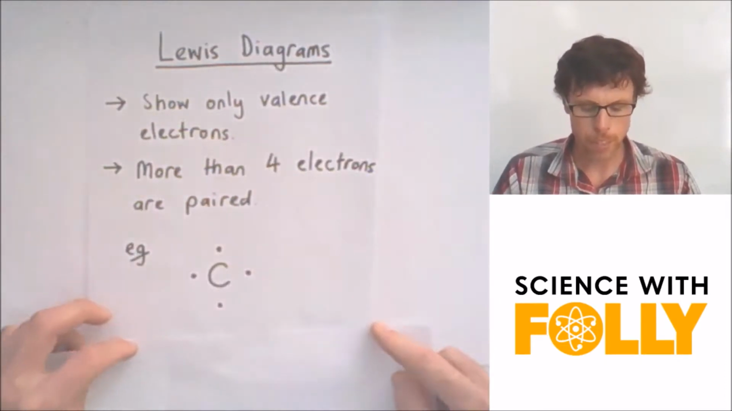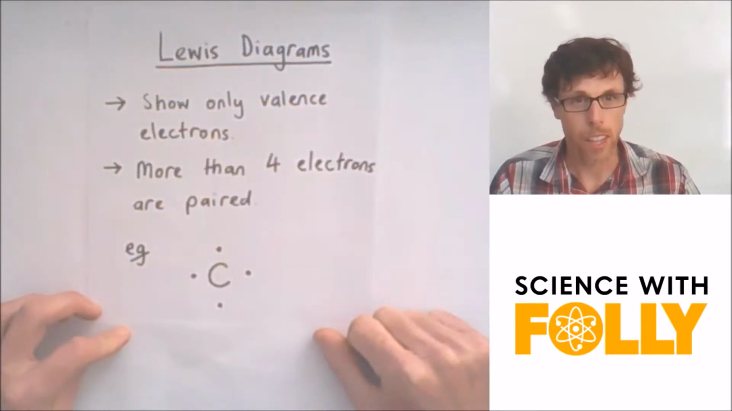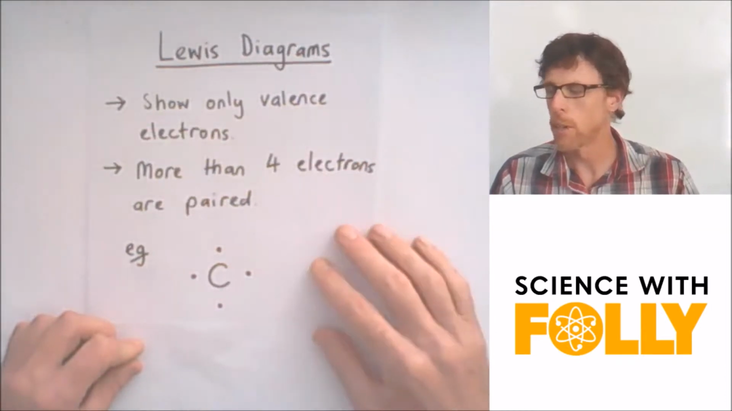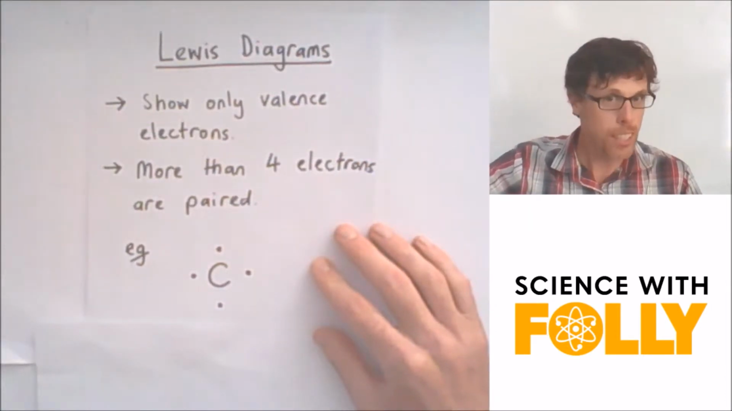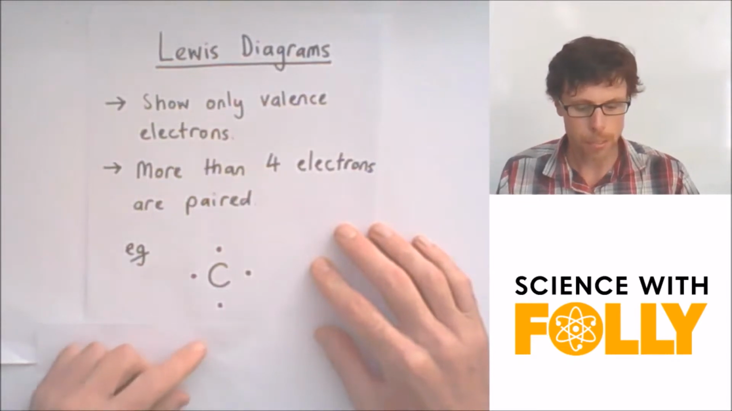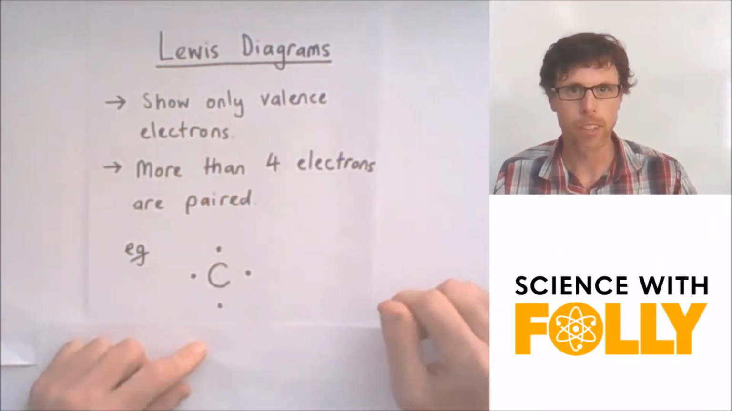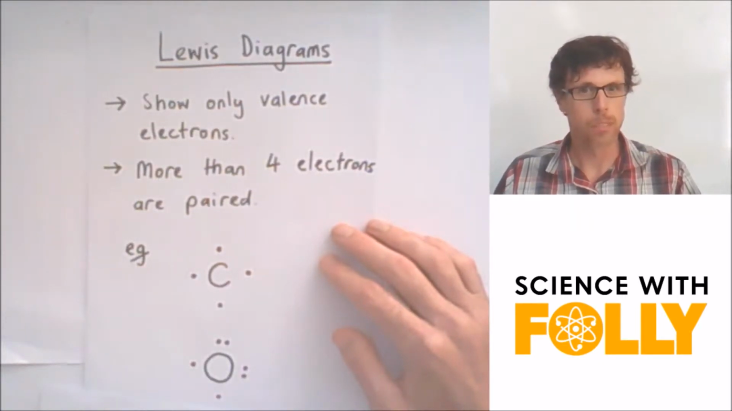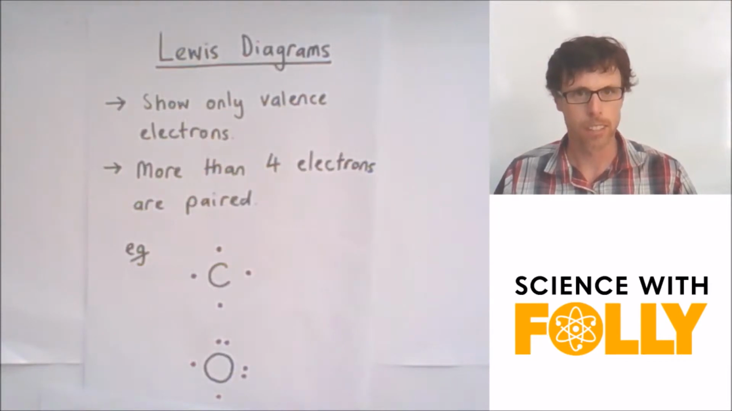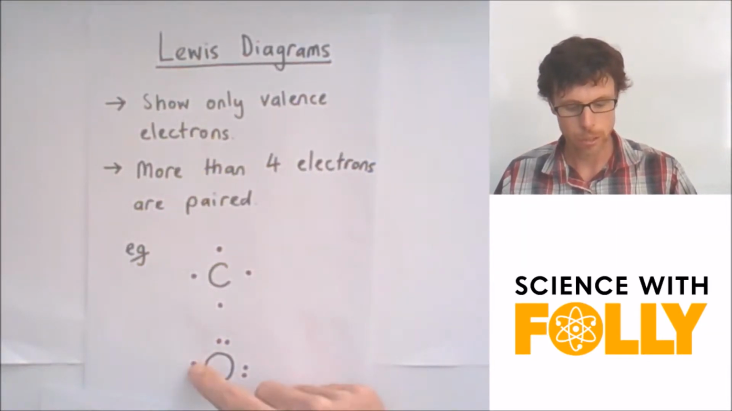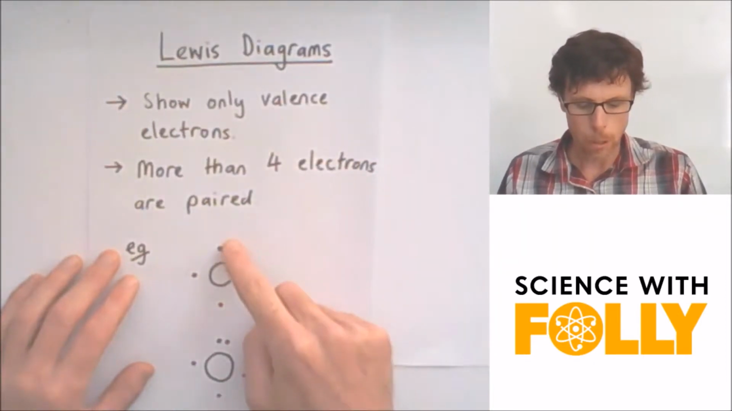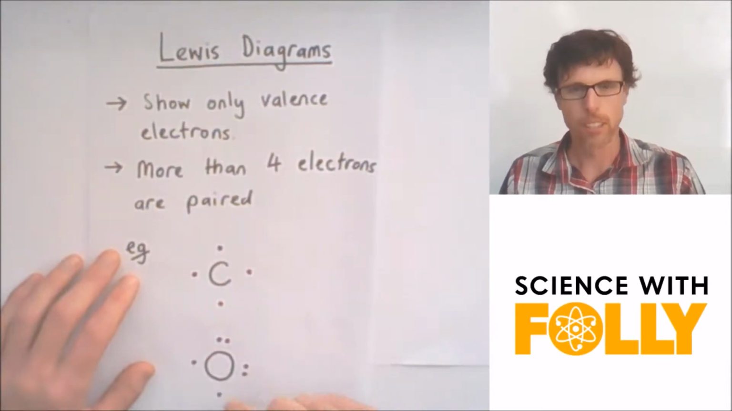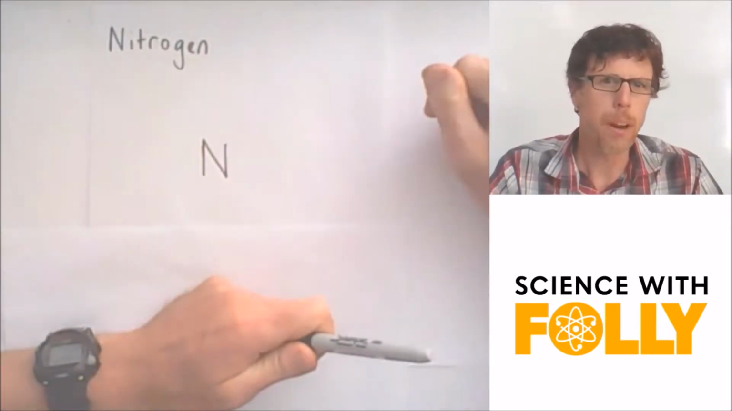So for example, here we've got a Lewis diagram of a carbon atom. Carbon has got 4 valence electrons, and we know that because it's in group 14 of the periodic table, and therefore it's got 1, 2, 3, 4 valence electrons, and we draw it like that. Oxygen, on the other hand, is in group 16, and so it's got 6 valence electrons, and we go 1, 2, 3, 4, 5, 6. But notice how while carbon has got 4 lone electrons, oxygen has got 2 pairs of electrons and 2 lone electrons.